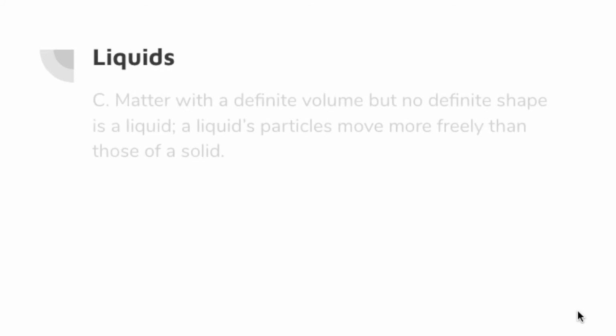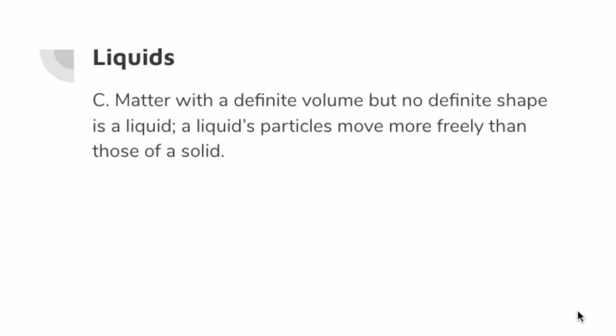Liquids are free to move. The reason that a liquid can have different shapes is because the particles in a liquid move more freely, as shown in Figure 4, than the particles in a solid. These particles in a liquid have enough energy to move out of their fixed positions, but not enough to move far apart. Liquids are matter with a definite volume, but no definite shape. A liquid's particles move more freely than those of a solid.